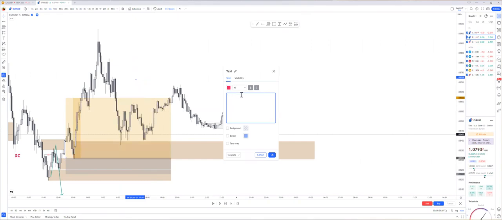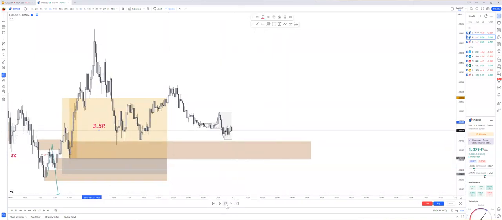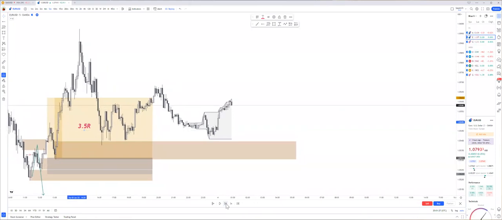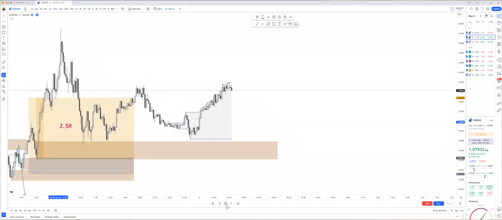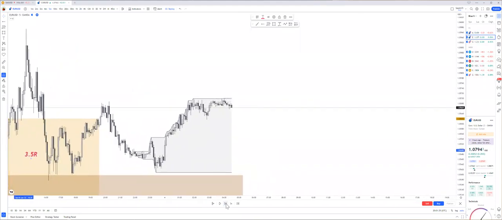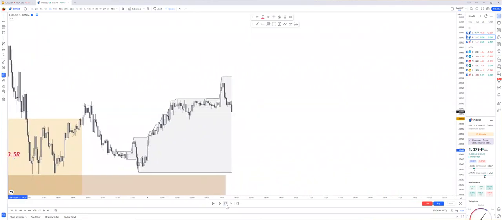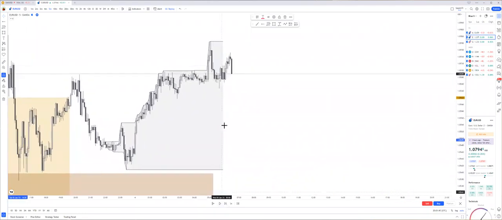So actually, this is how I used to do 3.5 R, reward. That was based off of this trade. Great. So we've got a 3.5 R on this. Now we're looking for another buy in here after this Asian session is done. Okay. So it's been higher. Okay.